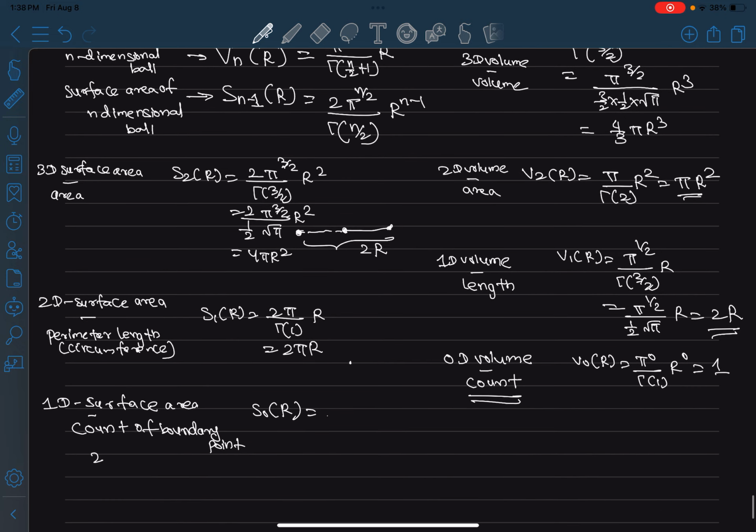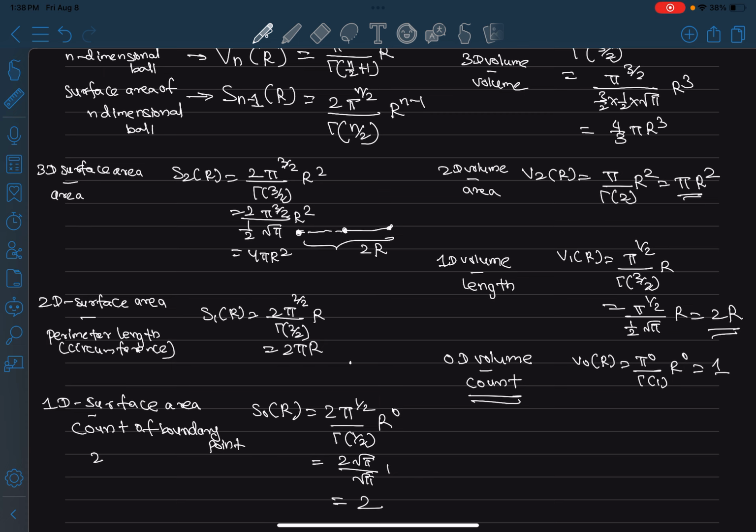If you want to check that, over here n is 1, so 2 pi to the power half by gamma of half, times r to the power 0. Let me write that properly. So this is 2 root pi by root pi, and r to the power 0 is 1. So it's exactly 2, just a number, just the count of boundary points. And that's the 1D surface area.